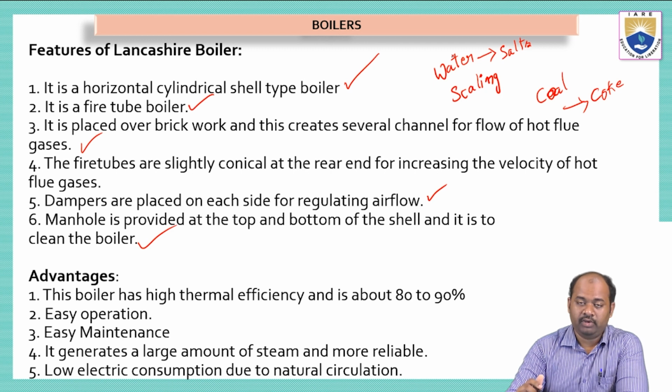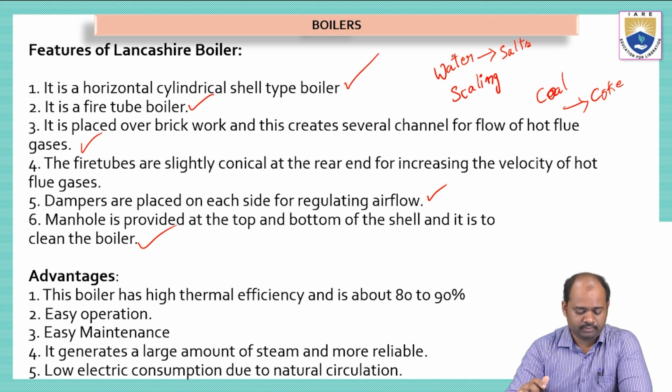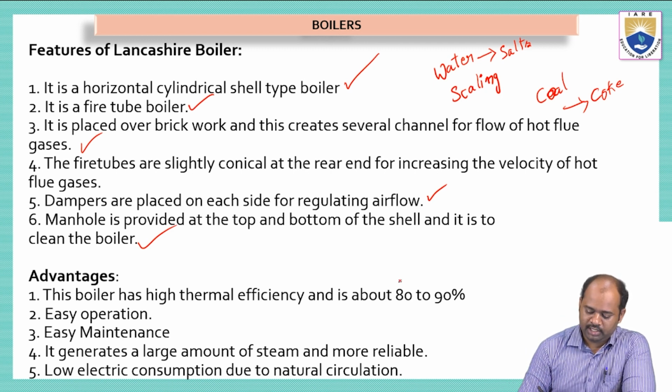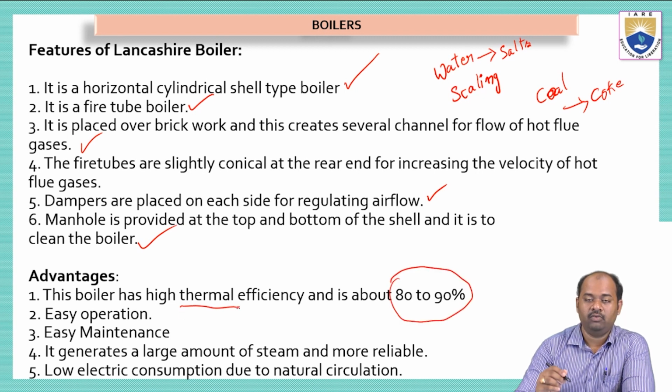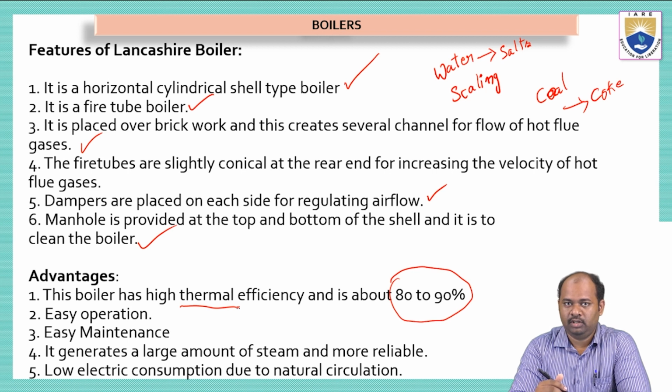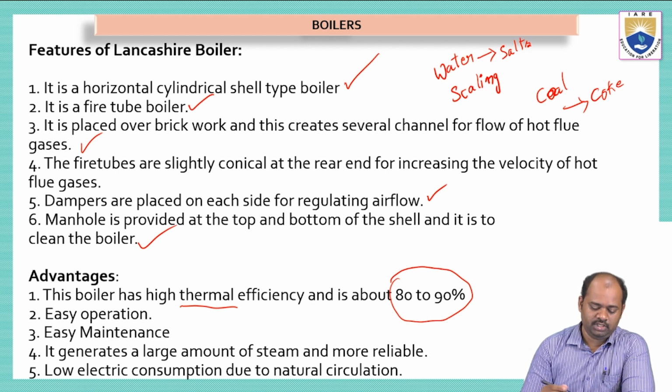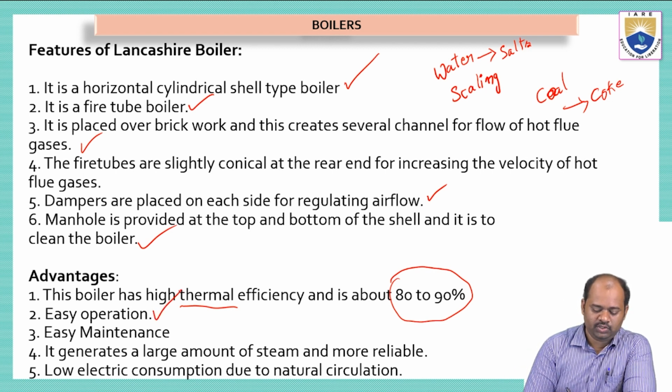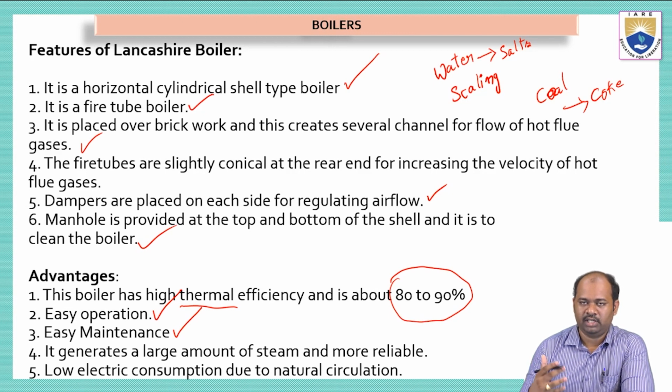Now let us see what are the advantages of using this Lancashire boiler. This boiler has an efficiency of 80 to 90%. It has very high thermal efficiency, because the entire thing is insulated with brick lining. So this will have maximum efficiency, and it is very easy to operate and easy to maintain, because we have different manholes and it is a very well planned structure.